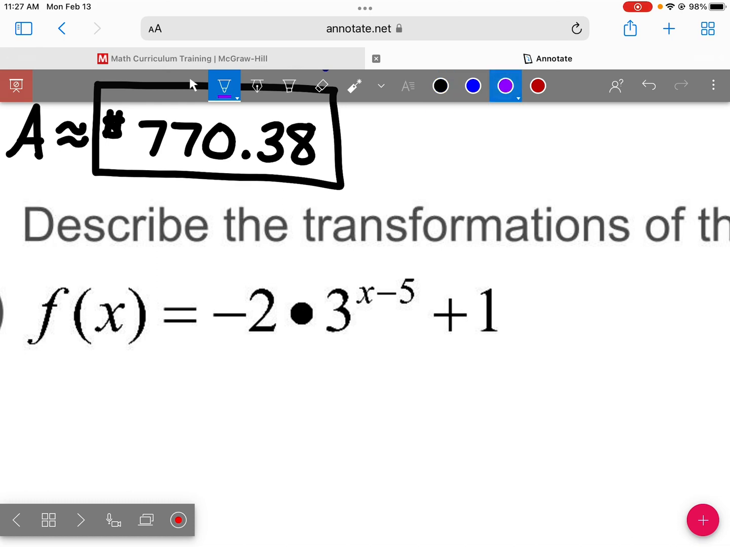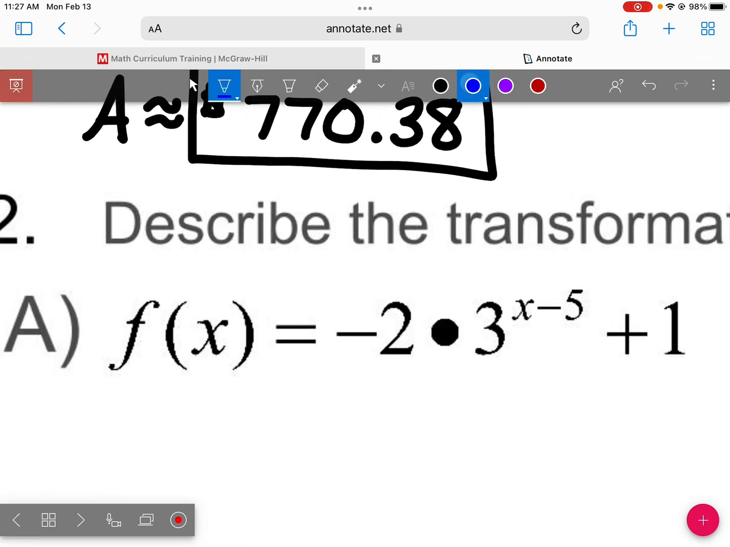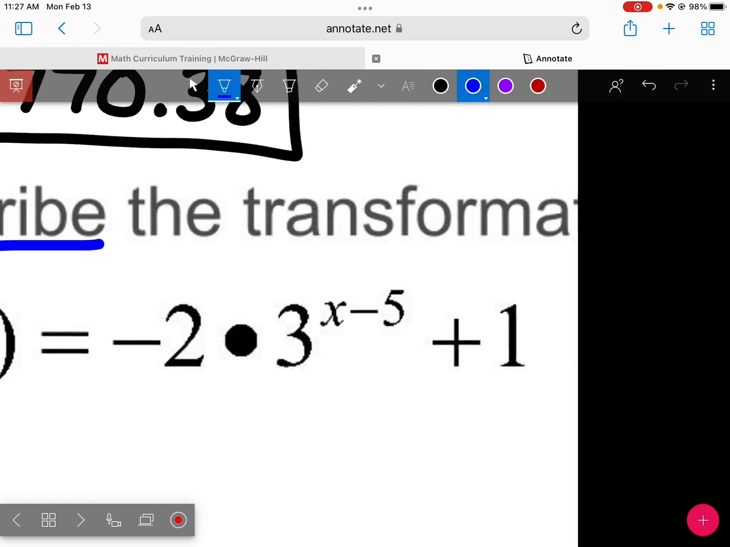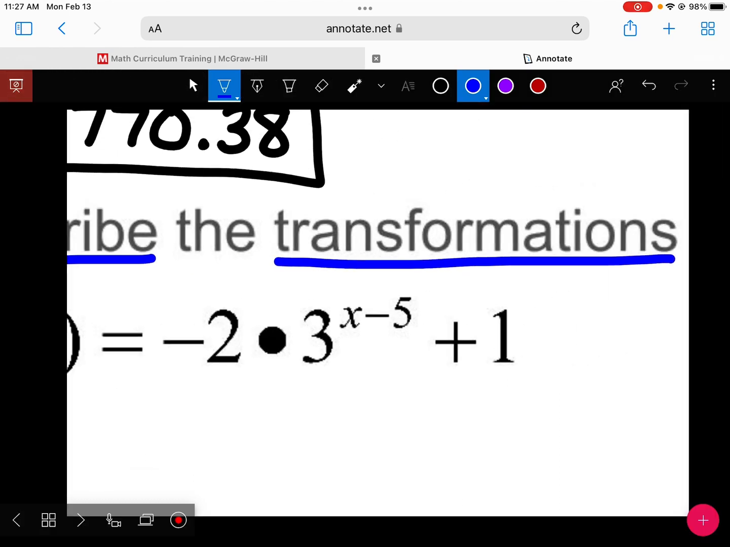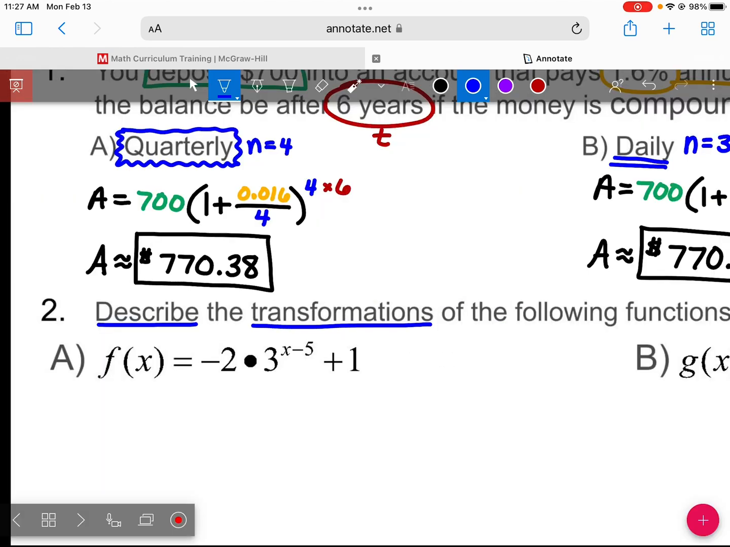Number 2. What does it ask us to do here? Describe the transformations. You have to use words here. Arrows won't count. You have to describe what A, H, and K are doing. It's important to know what your base is because your base will not affect your transformations. I saw this happen a lot on the 7-1 skills check, which I'm going to pass back to you in just a couple minutes. Your base does not affect the transformations.